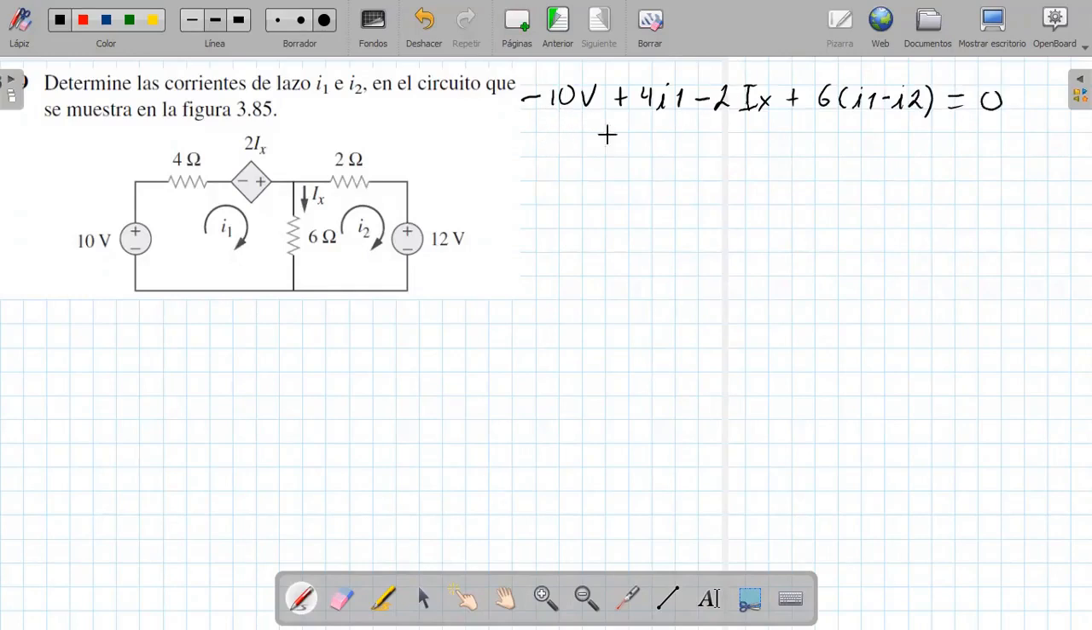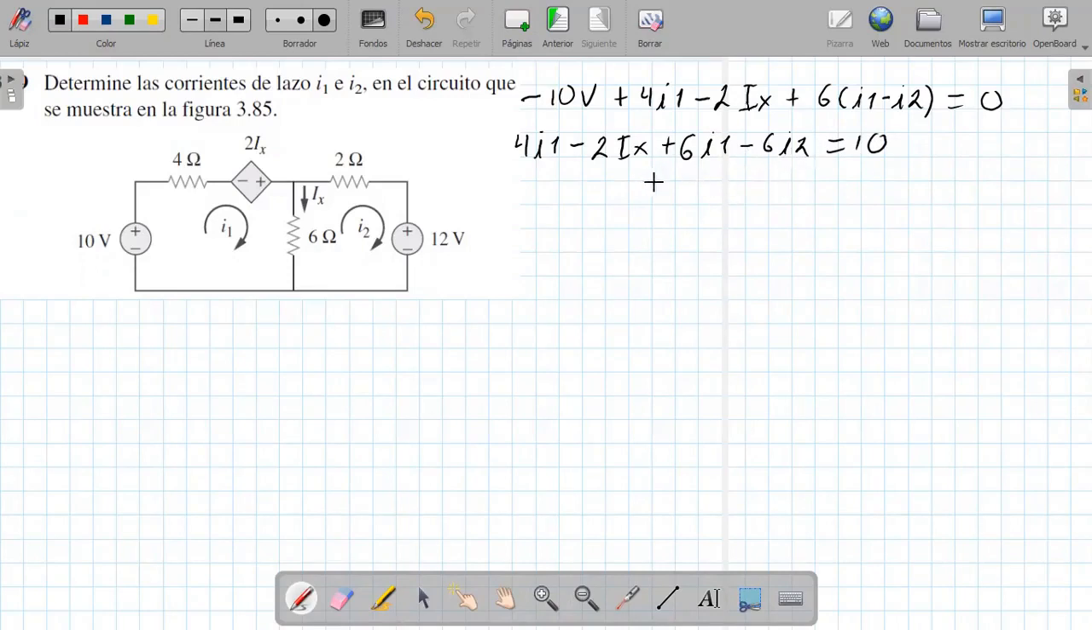Now I'm going to apply algebra. I'm going to send this to the other side of the equal sign. Here I'm going to have 4 I1 minus 2 times Ix plus... I'm going to multiply this by each term. It would be 6 times I1 minus 6 times I2 equals 10 volts.